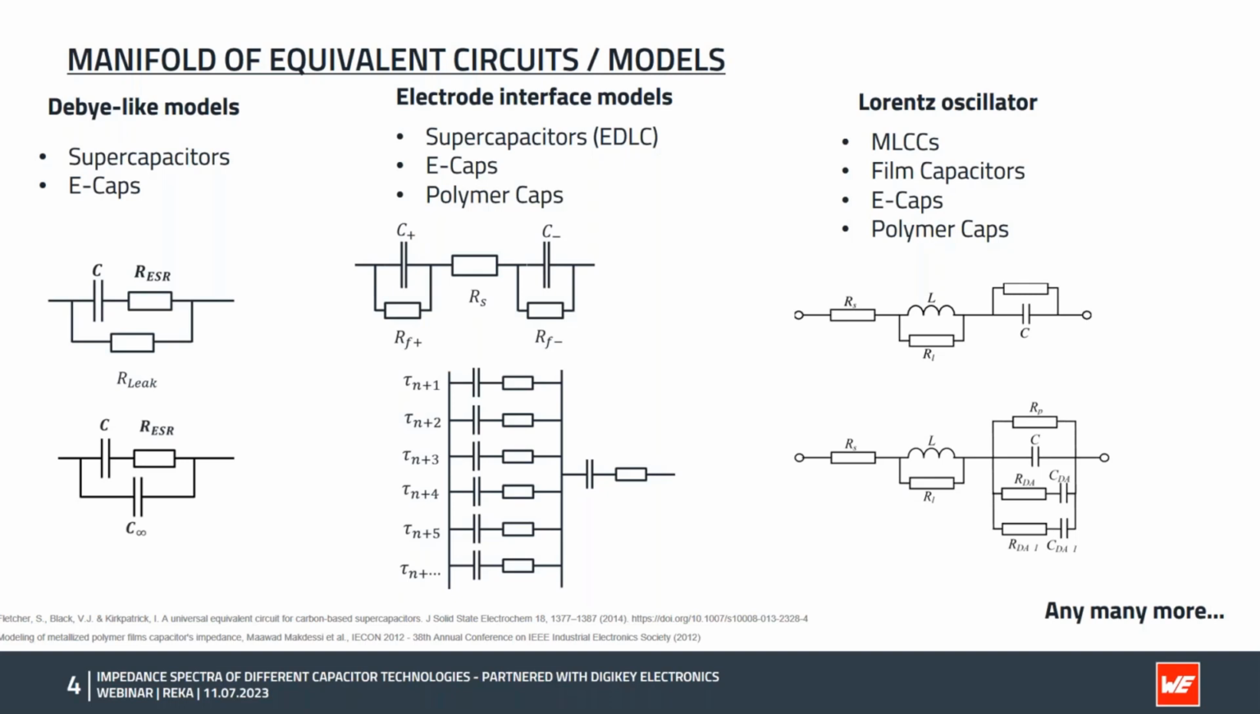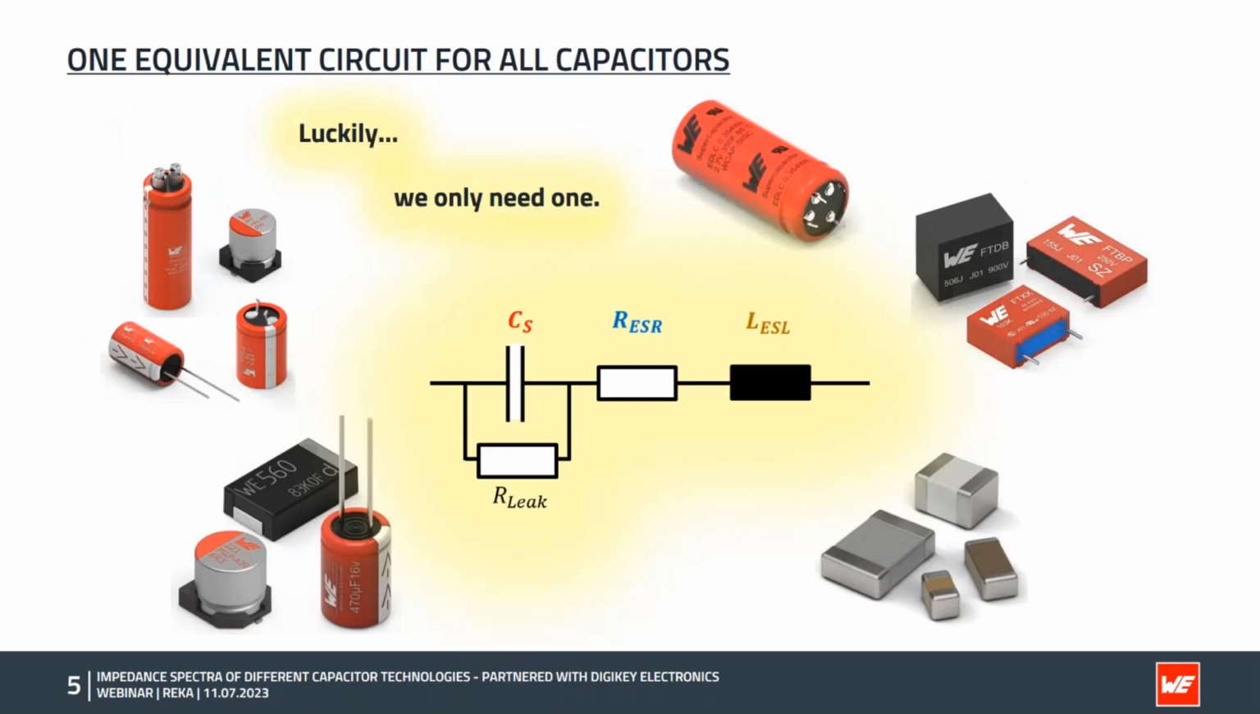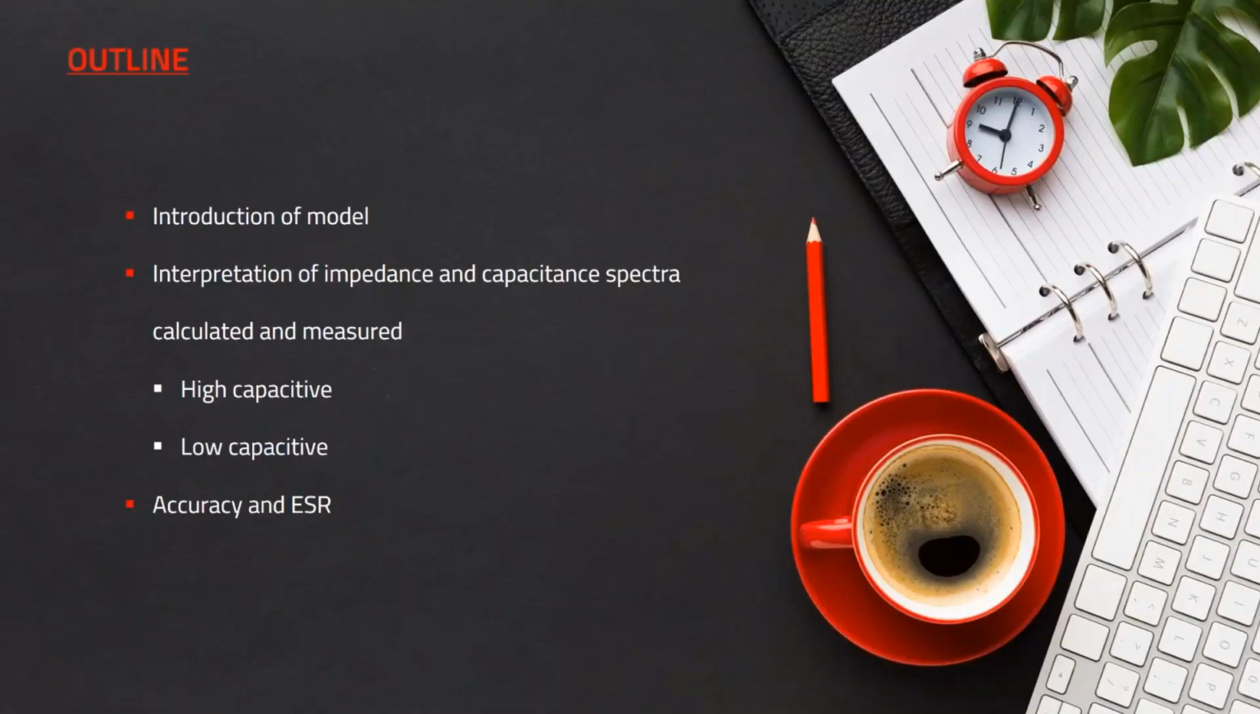However, for electrical engineering, the data interpretation and the modeling can be much simplified. We are lucky. We mostly need one single model. With that single model, it is possible to retrieve the electrical parameters of practically all capacitors on the market. I mean, there are a few examples where you cannot use it, but most of the time you are well served with this single model. In the course of the talk, I will explain how to use the model for the interpretation of the spectra. We will have a look at spectra for high and low capacitive parts and discuss the issue of loss angle accuracy and the ESR measurement.